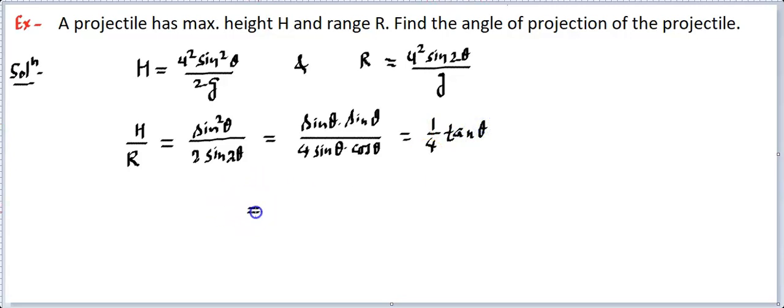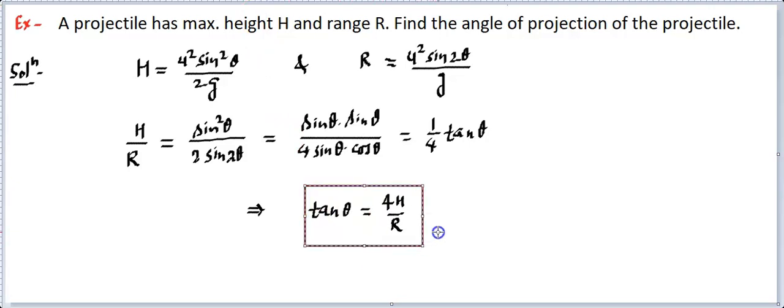So from here we got a result. We will treat it as a result: tan theta is given by 4h upon R. Treat it just like a formula. Whenever you need to find the angle of projection from height and range, you directly use this, and that will be true for all projectile motions occurring on horizontal ground.